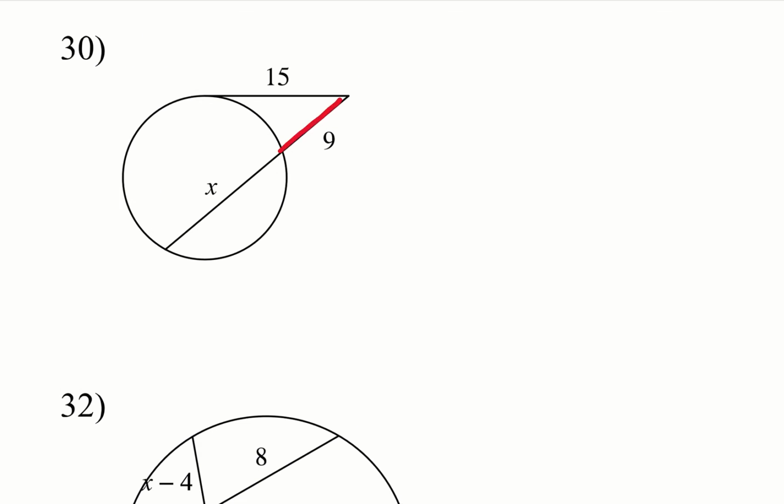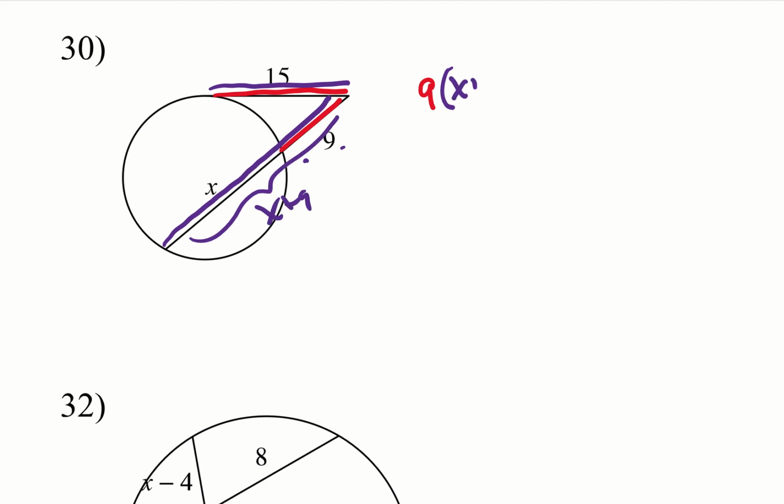So the product of the outside segment times the entire segment has to equal the product of the outside segment on the other side times its entire segment. So it's outer times whole equals outer times whole when you're talking about segments on the outside. So the outer part, 9, times the whole. Now the whole is x plus 9, right? The entire purple part is x plus 9. So we have that times x plus 9 equals outer times whole, 15 times another 15.